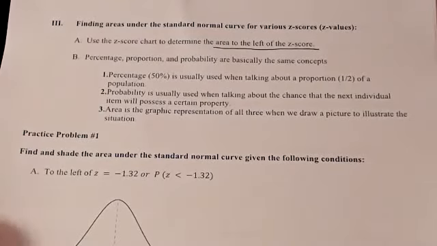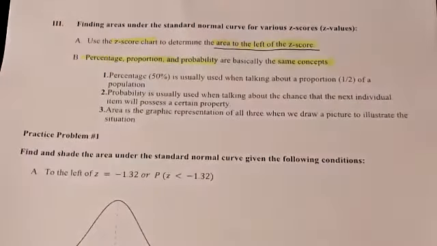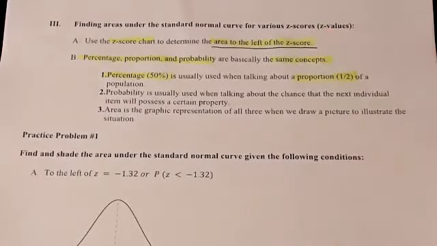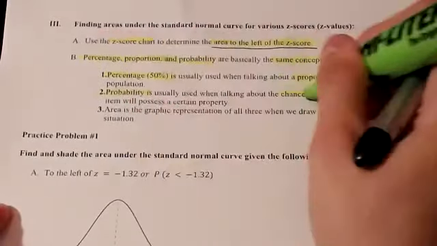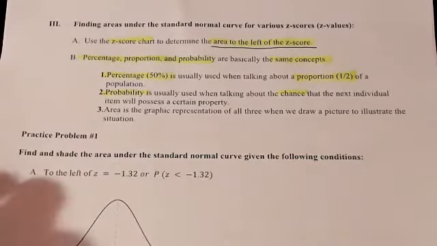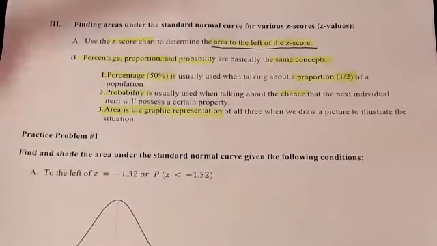That is so important. The Z-score chart gives you the area to the left. And then when we talk about percentage, proportion, and probability, we're essentially referencing the same concepts, right? We know that the percentage, 50%, is half of a population. That's proportion. We know that probability refers to chance. There's a 50% chance, right? There's a 0.5 chance that something happens. And then area, physically, area is the graphic representation. So we are looking at the shaded region. So that's essentially what's happening here.